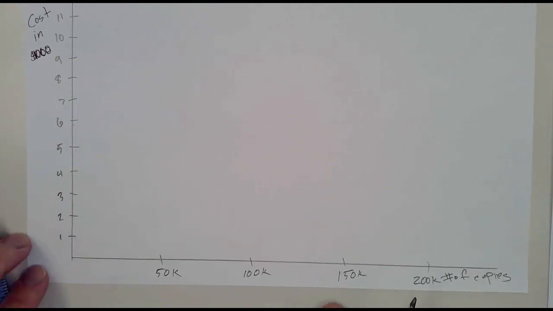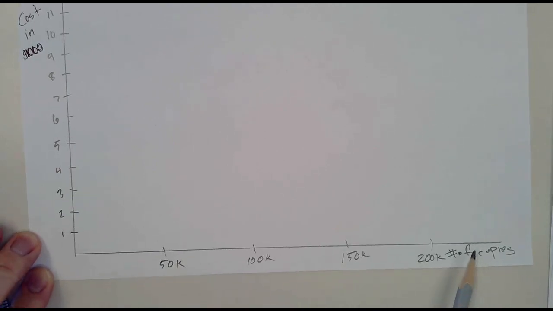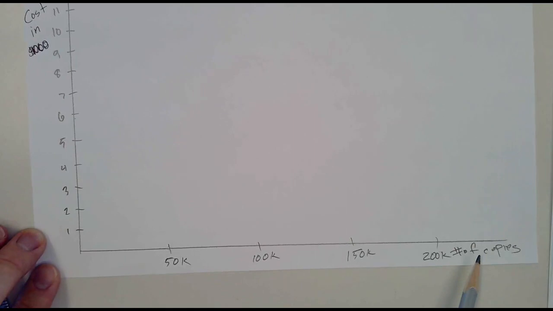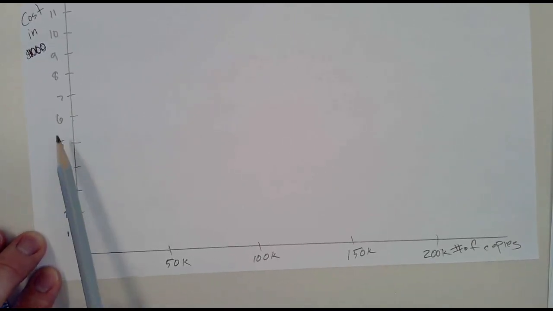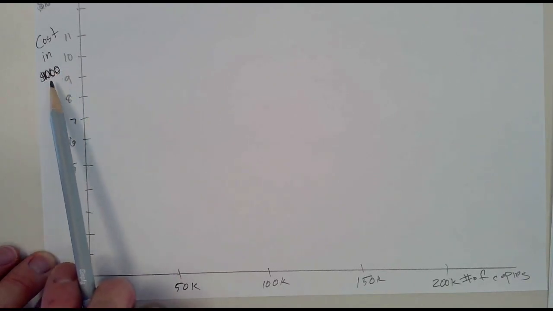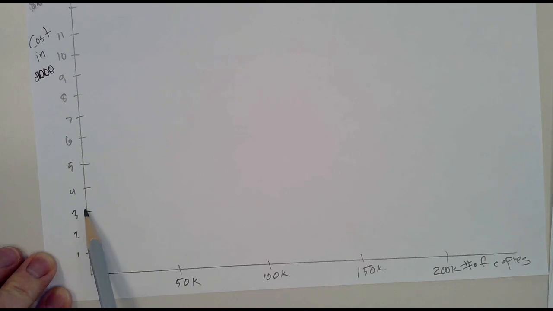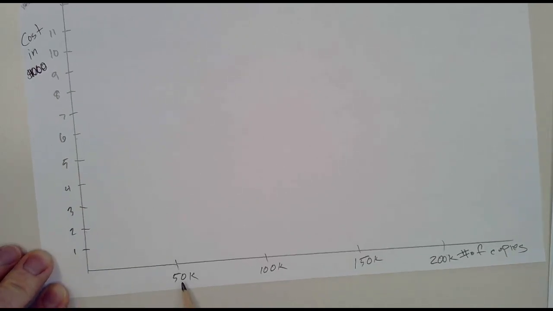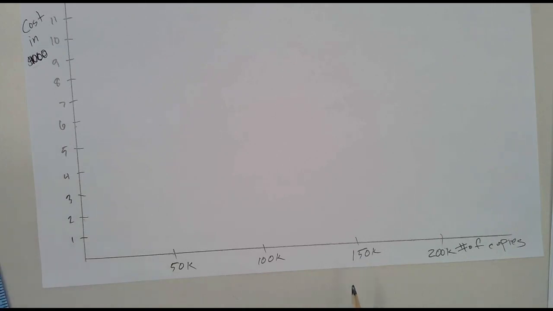So what I have here is a graph with two axes. I have the number of copies on the x-axis. So if you want to draw that with a ruler, just draw that straight line out. And then I have over here the cost in thousands, and that is $1,000 right there. So this is like 1,000, 2,000, 3,000, 4,000, and so on. This is 50,000 copies, 100,000 copies, 150,000 copies. You get it, I hope.